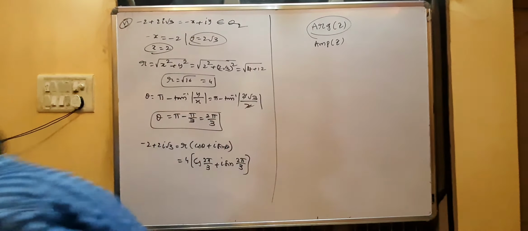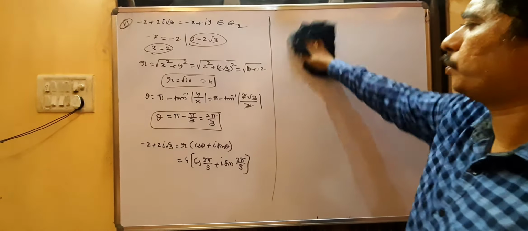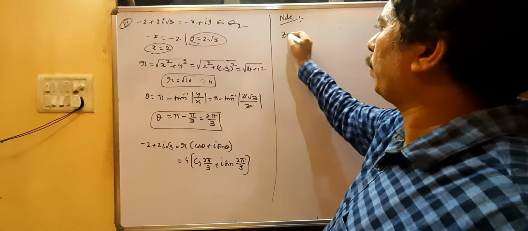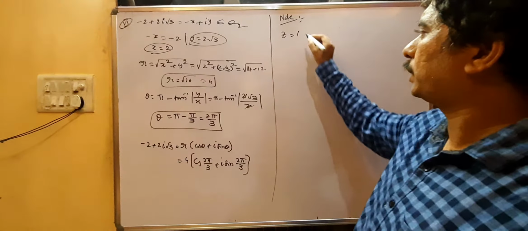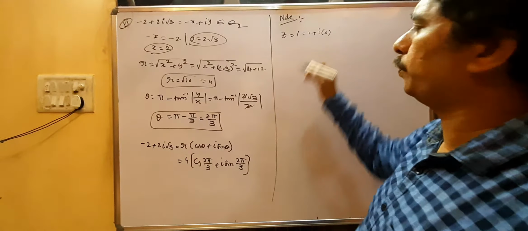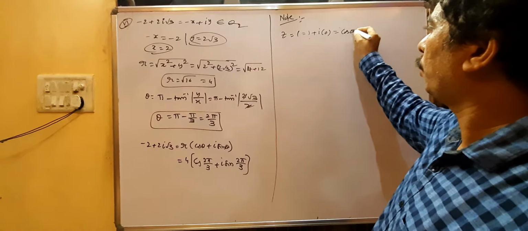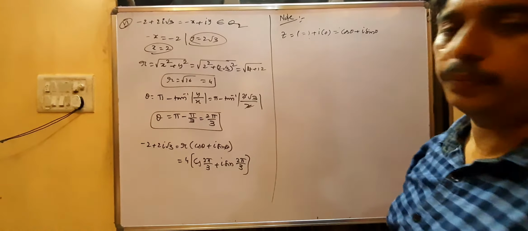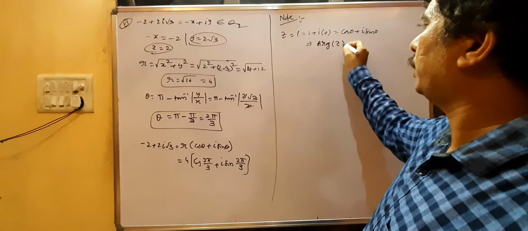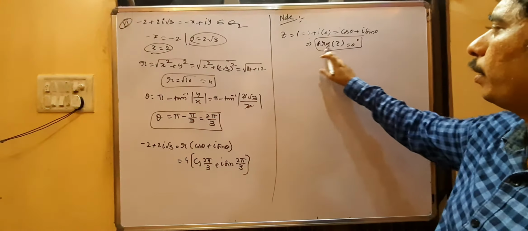Now, a few standard results you have to remember. Note this point. Suppose the given complex number z is 1. This can be written as cos theta plus i sin theta, that is 1 plus i into 0, where cos 0 is 1, plus i sin 0. So in this case, the amplitude or argument of z equals 0 degrees.